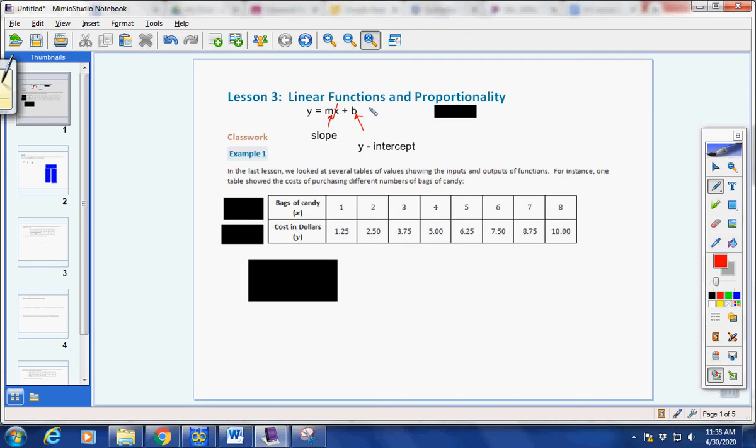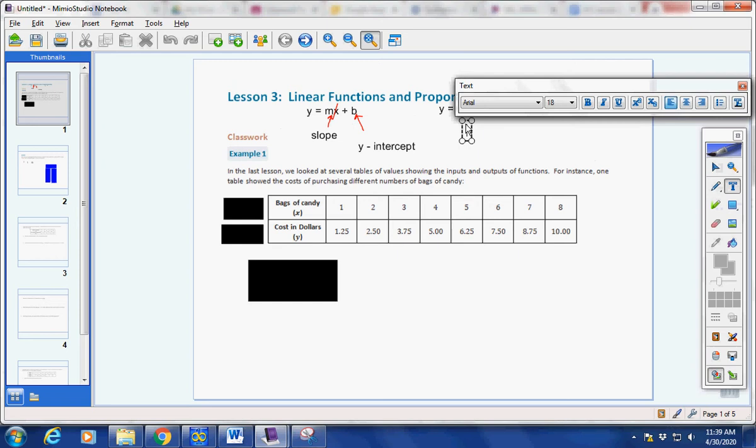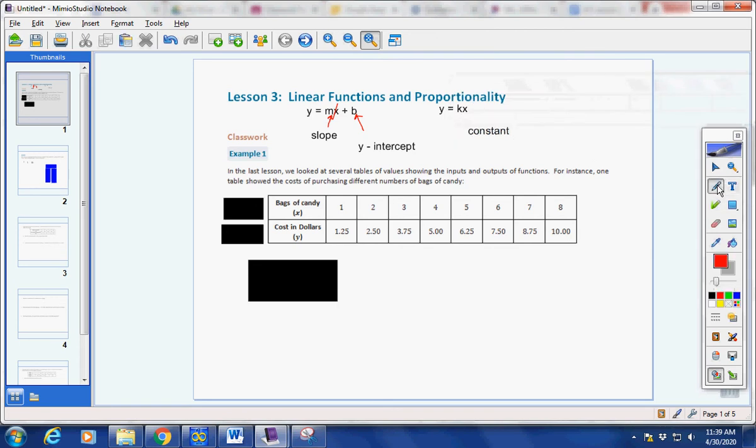Okay, so if you think back, long ago we talked about proportionality, and we had a similar equation. But this y equals kx, so it's kind of like the y equals mx right here. But instead of thinking of it in terms of slope, we thought about it in terms of being a constant. So our k was what we called our constant. And our slope and our constant basically are the same thing, just in different situations.